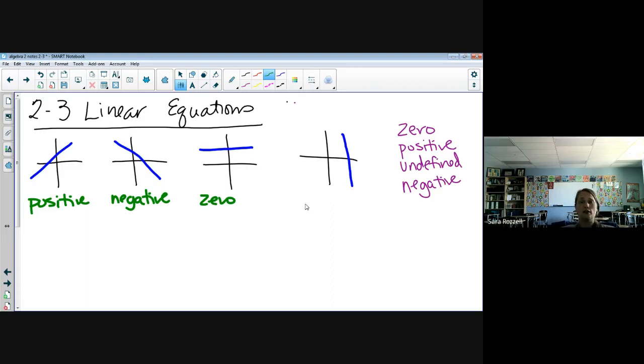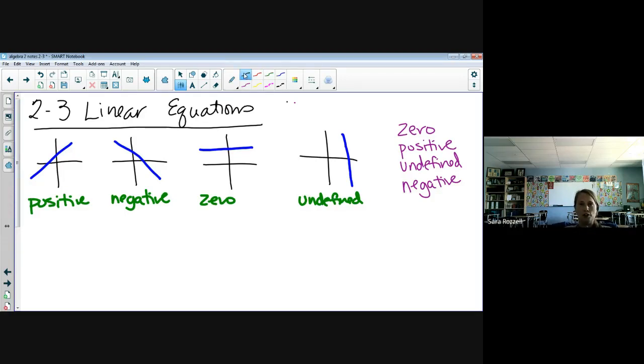And our very last one. Undefined, right? If you are coming across something that looks like this and you're on a hike, there's no way you're getting up it. You're running right into a wall. That is undefined. We have no slope at that point whatsoever. I mean, it's undefined, doesn't exist really. Okay, so those are our 4 types.